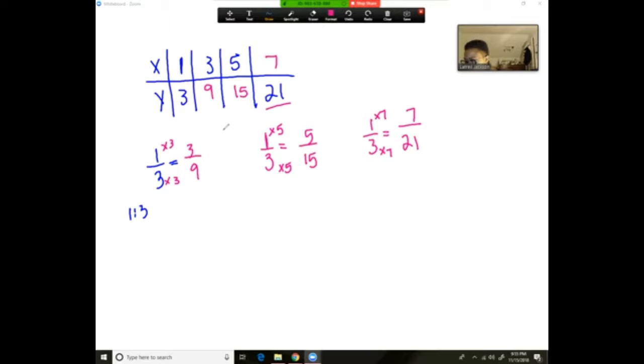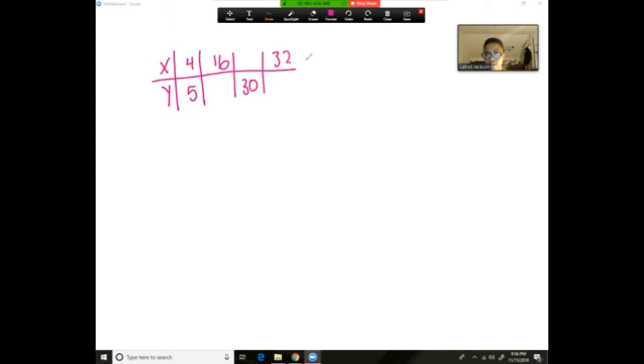Let's do her other page. Now, I didn't do these, so I'm going to save this. Okay, so we got x over y. 4, 5 down here, 16. There's a blank underneath that. There's a blank up top, and then we have 30 down bottom, and then 32 up top.